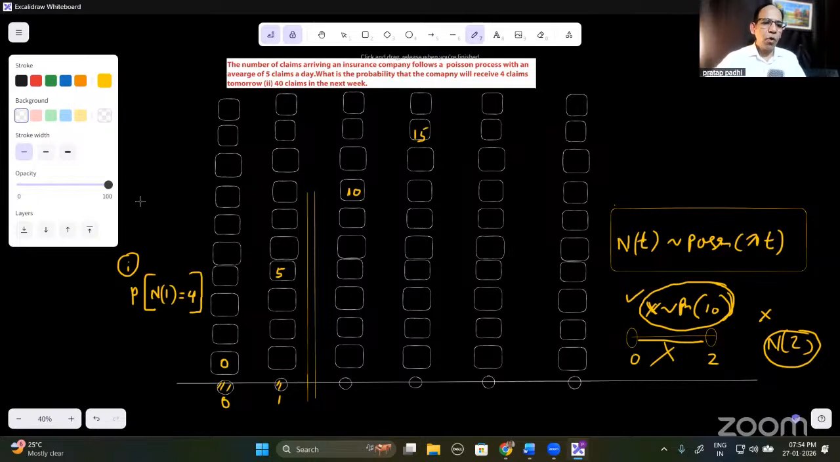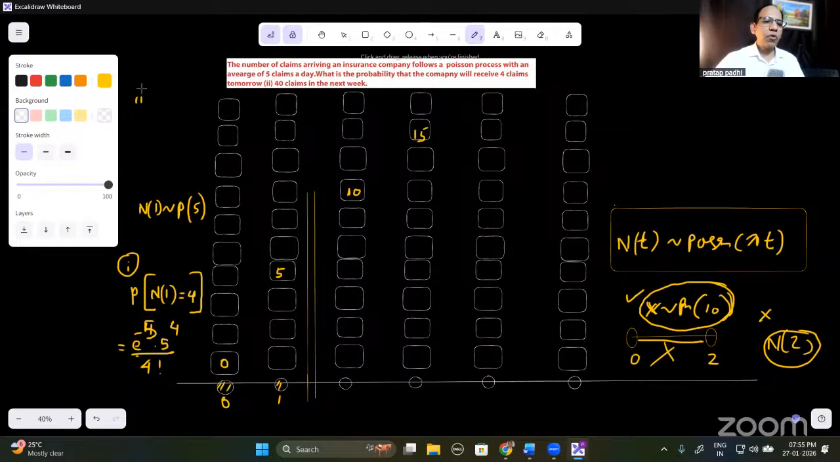This is what you are finding. We know N1 is a random variable, you can write it as X, and it follows Poisson 5. You use e to the power minus lambda, lambda to the power x, divided by x factorial. N1 is the random variable. Next, 40 claims in the next week, 7 days.